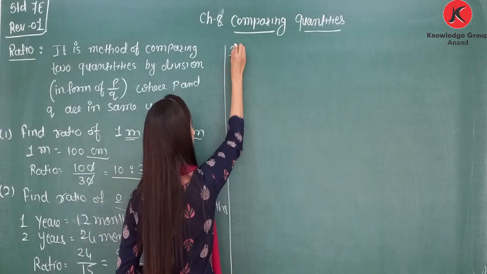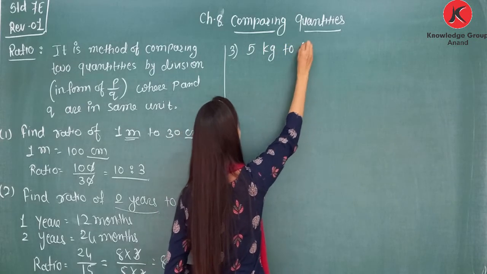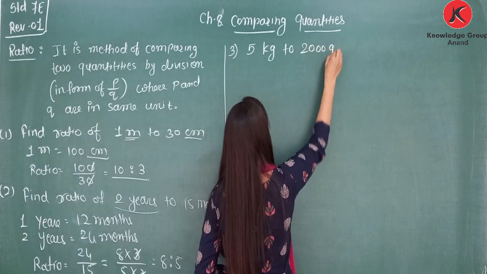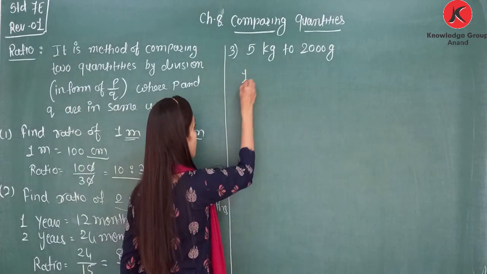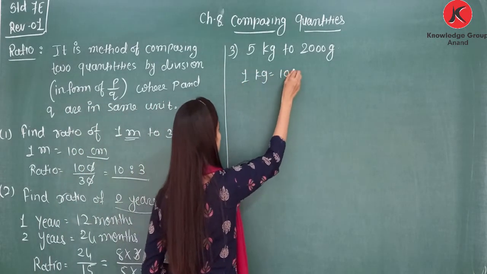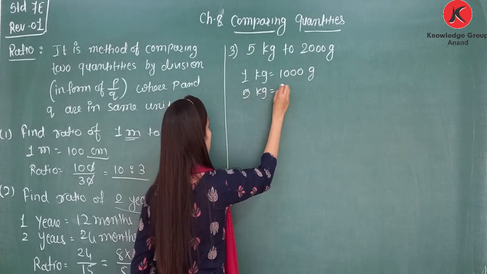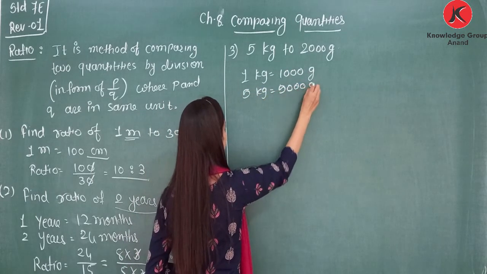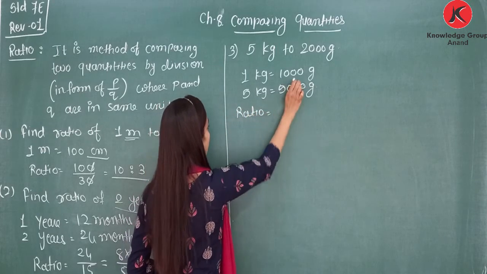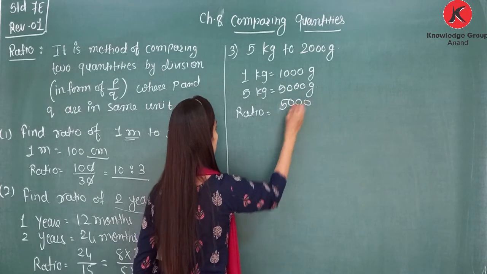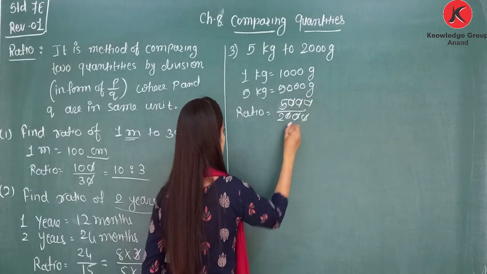Next one. 5 kg to 2000 gram. So here convert kg to gram. 1 kg is equal to 1000 gram. 5 kg is equal to 5000 gram. So the ratio will be 5000 divided by 2000. So it is 5 is to 2.